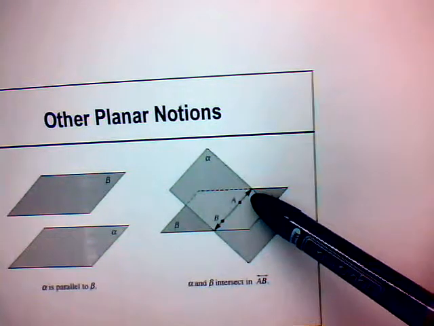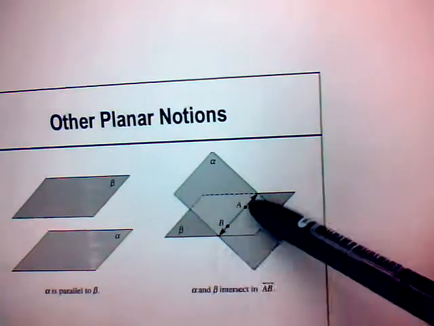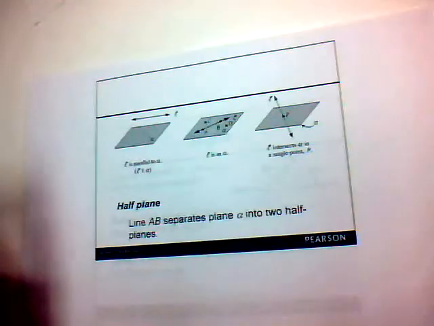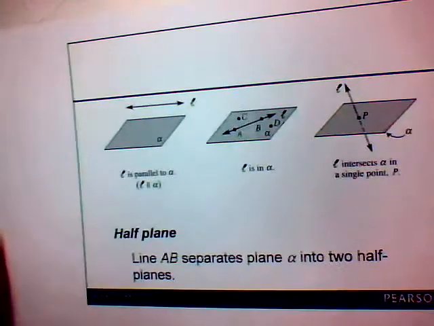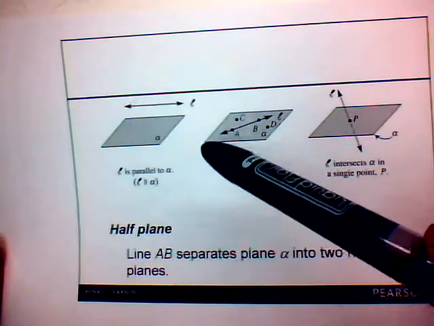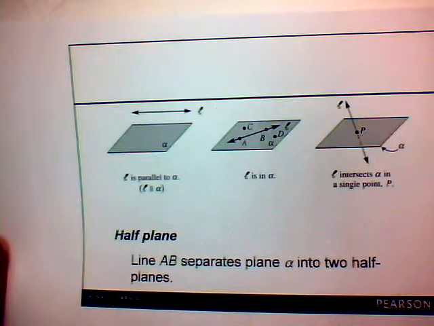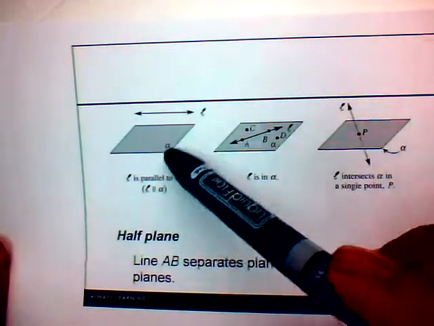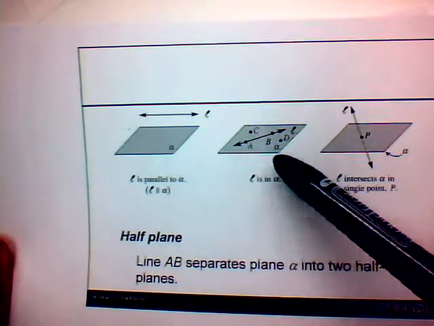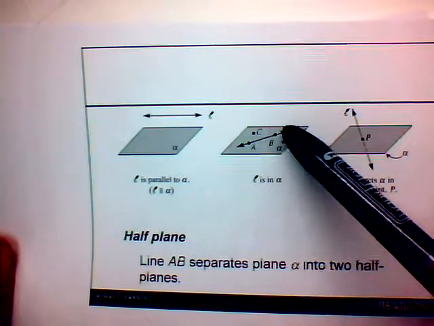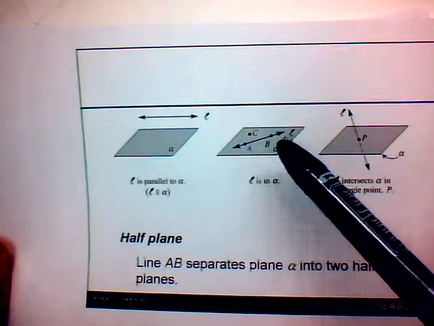You can think of the intersection of two planes as a straight line. Also, line L is parallel to plane alpha. They're parallel, so that line is not going to intersect this plane. And here line L is in plane alpha. Here is line L right here, which we can also call line AB if we want to. That's in the plane.